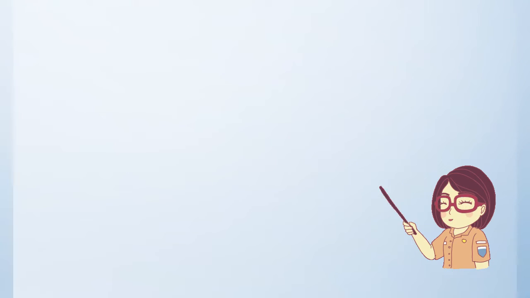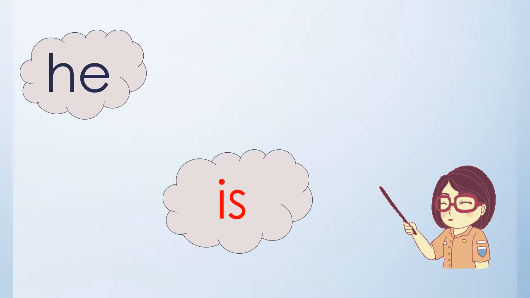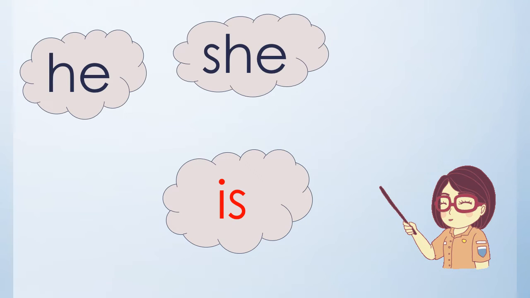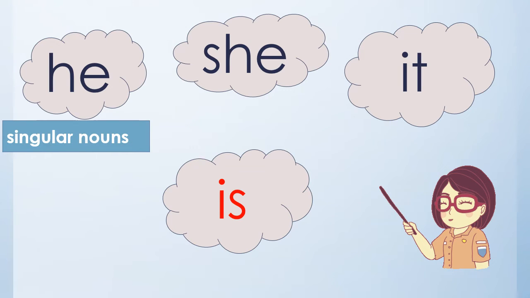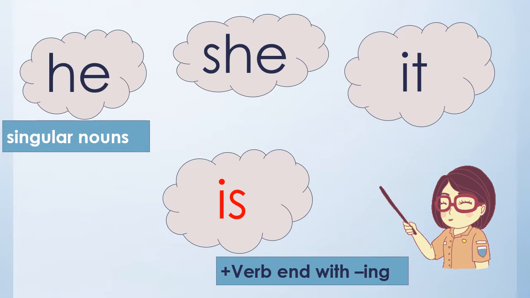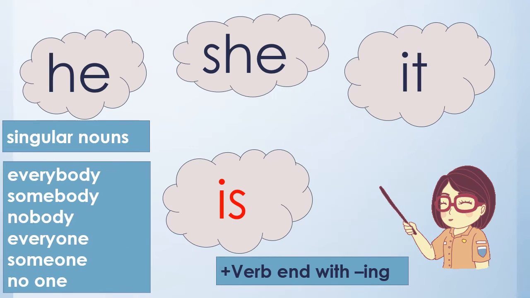Next, we use is with he is, she is, it is, and all the singular nouns and all the singular pronouns like everybody is, somebody is, nobody is, everyone is, someone is, no one is, plus a verb ending with ing.